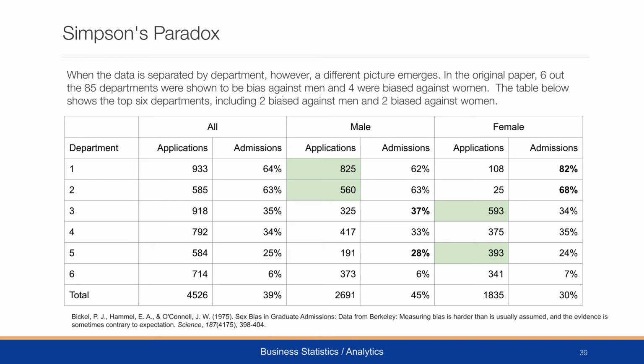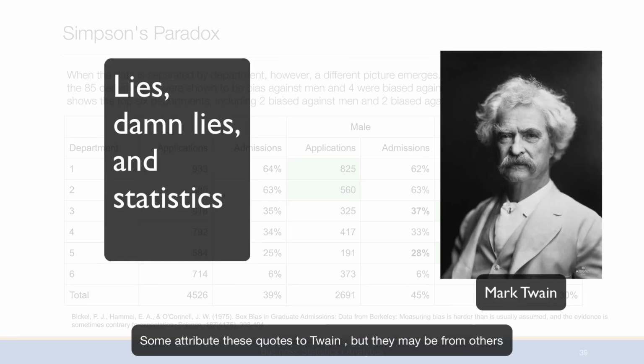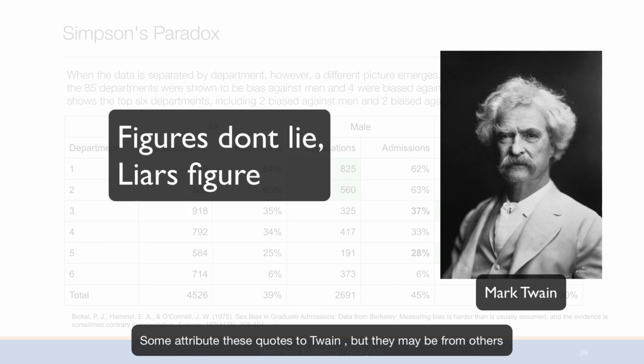For Departments 3 and 5, it was the reverse, even though it was slight, but it was still significant. So it's important to truly understand that these types of paradoxes and these types of analysis can create certain problems. And it gets to an old adage that Mark Twain said, there's lies, damn lies, and statistics. And another one was, figures don't lie, liars figure.